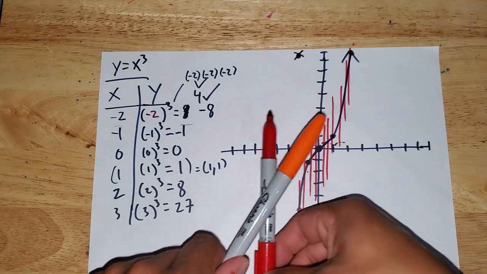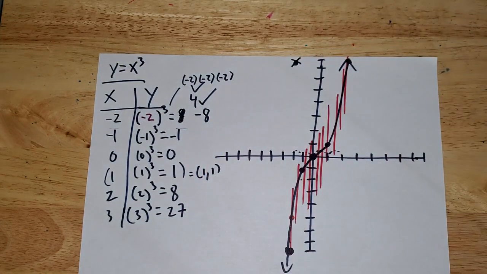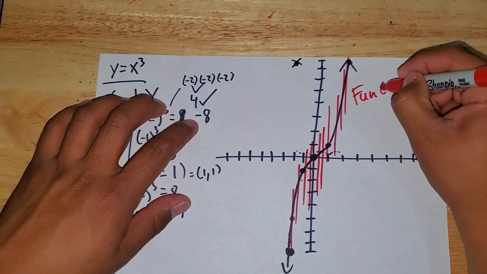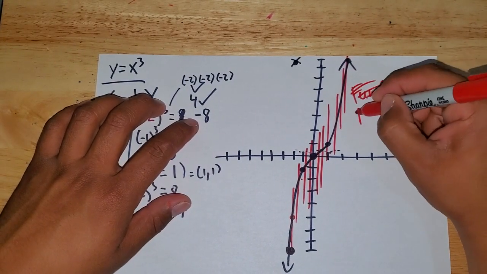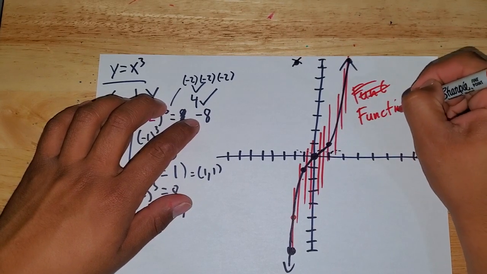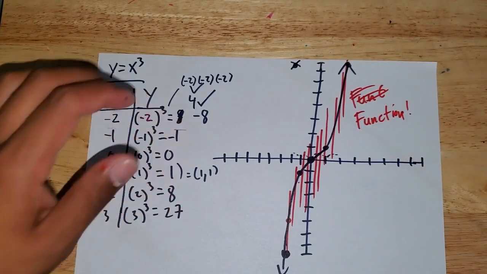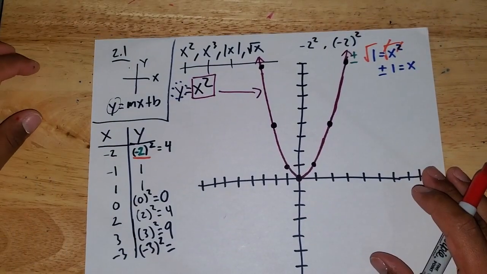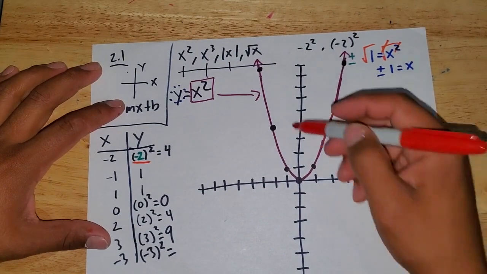Curving, vertical, vertical, vertical, vertical. And it's never going to cross the graph more than once. Hence, this is a function as well. Here, then, we also looked at this x squared. Same thing.